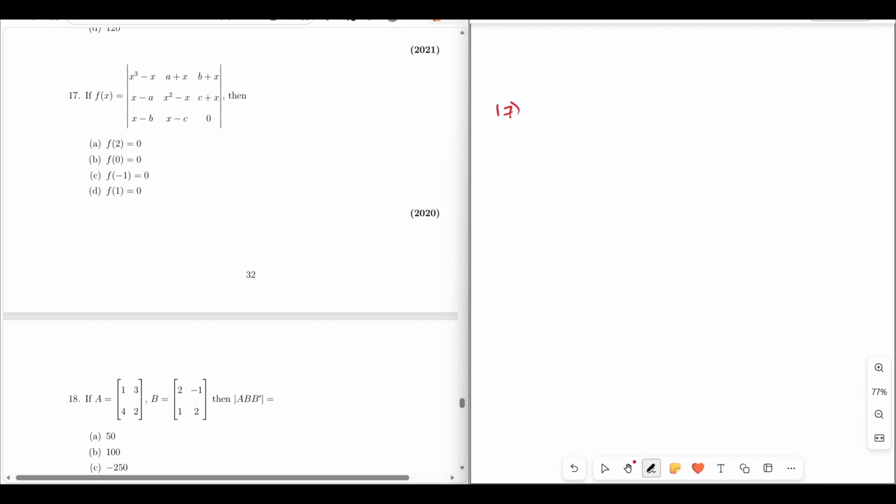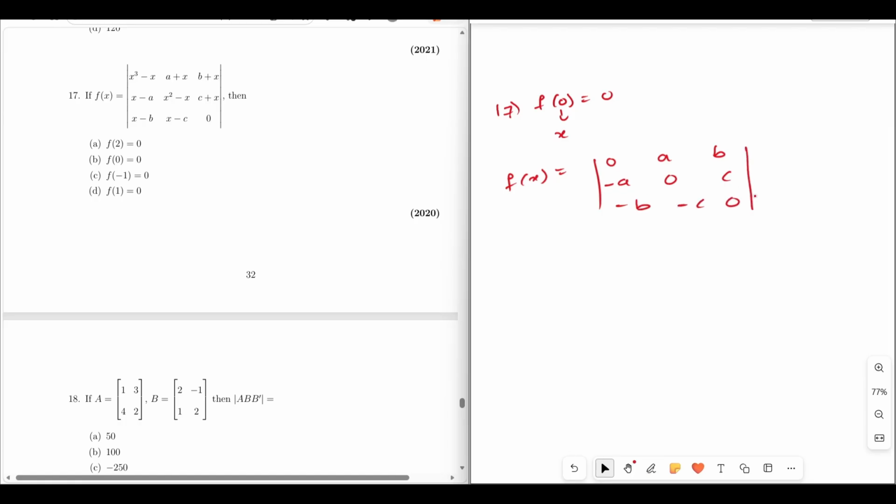That means if they're telling f of 0 is equal to 0, that means this 0 is nothing but x. So in the given question, f of x is equal to, substitute the value of x as 0. So you'll get 0 cube minus 0 as 0. A plus 0, A. B plus 0 as B. X minus A, which is 0 minus A, is minus A. Again 0. C minus B minus C, 0.